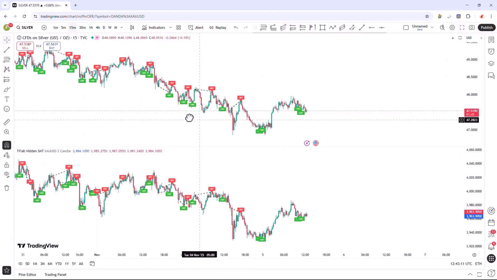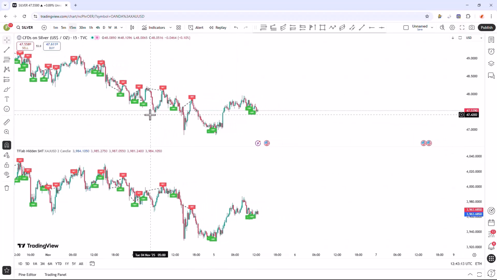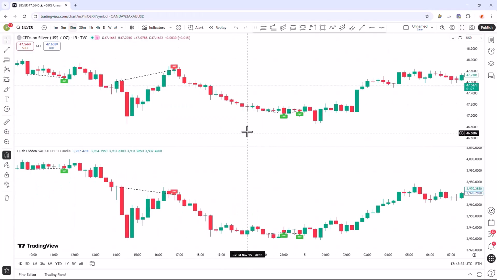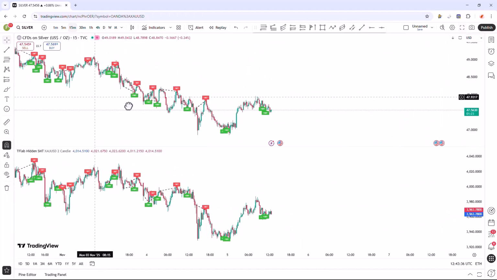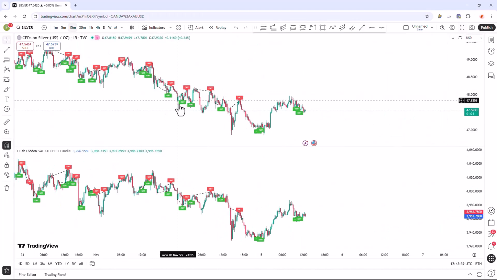To identify bullish SMT divergences, we carefully examine both the main asset and the correlated asset. In this particular case, our main asset is silver and our second asset is gold. In this section, as you can see, we will be taking a closer look at the price action of both silver and gold. The price is consistently making lower highs and lower lows within the asset's price movement.